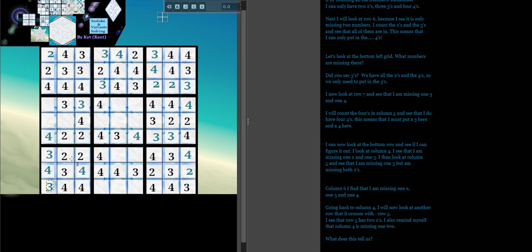I will now look at row 7 and see that I'm missing 1 3 and 1 4. I will count the 4s in column 5. I see they do have 4 4s. This means I must put a 3 here and a 4 here.